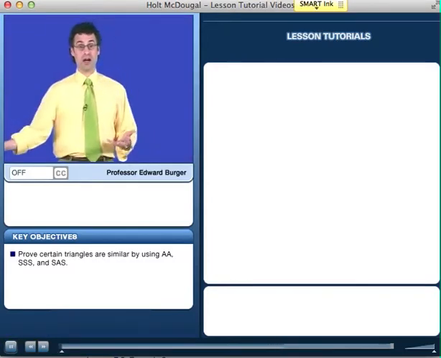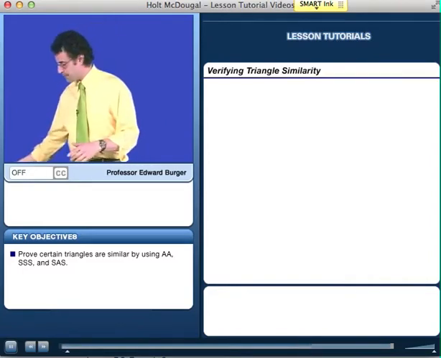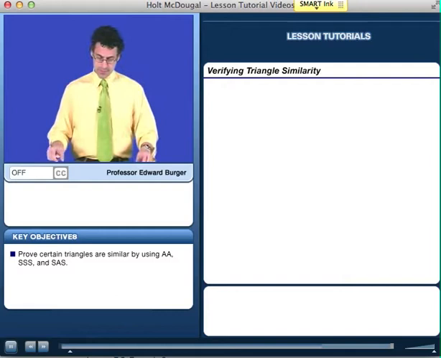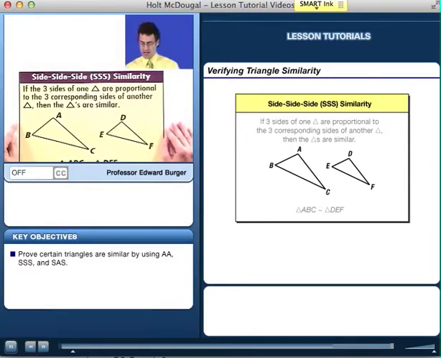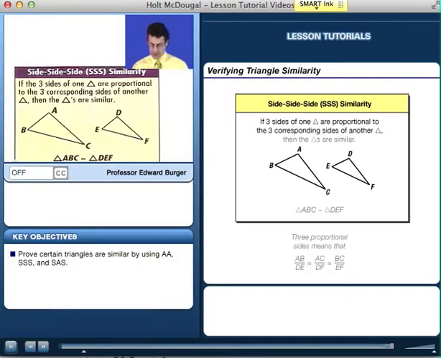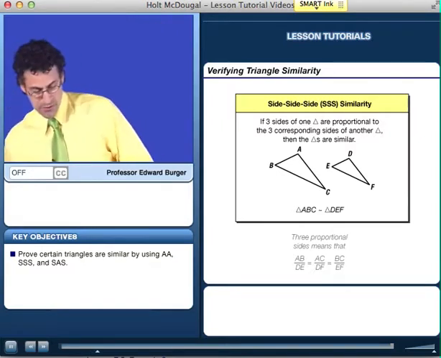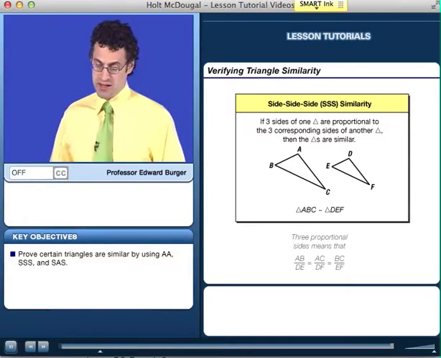Let's take a look at more theorems that actually give rise to two triangles being similar. This is the side-side-side similarity theorem, which says if the three sides of one triangle are proportional to the three corresponding sides of another triangle, then in fact the triangles are similar. And this actually makes a lot of sense. In fact, this is the definition of what it means to be similar, that the corresponding parts are similar. So this is side-side-side.